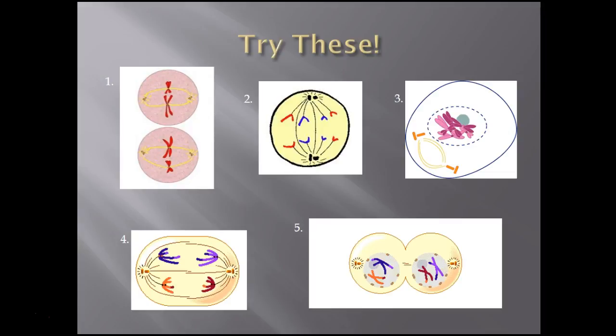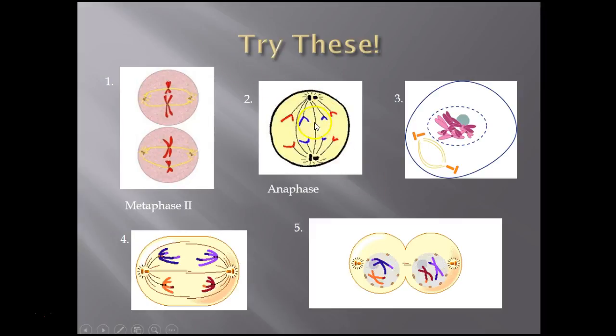So, look at number 1, and what do you think that is? That's metaphase 2. You see 2 cells, so it's got to be the second phase of meiosis, and you have chromosomes lined up in the middle, so metaphase 2. Number 2, what do you think that is? That's just anaphase of mitosis.